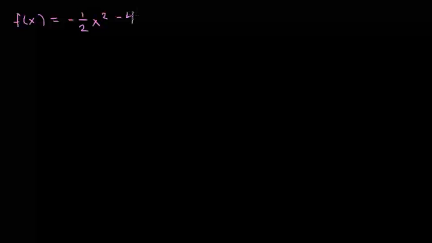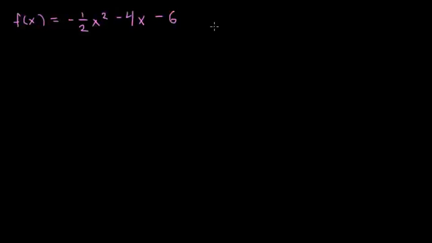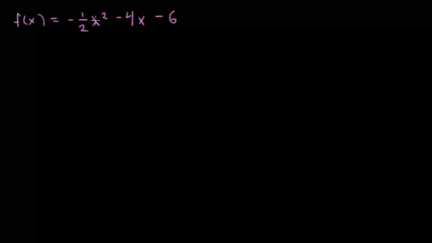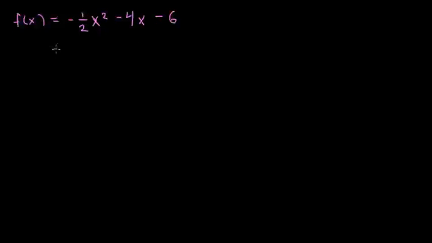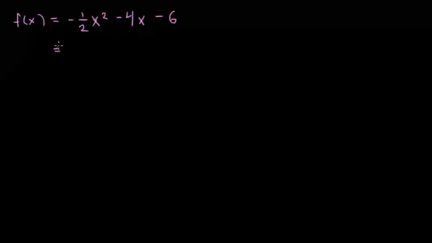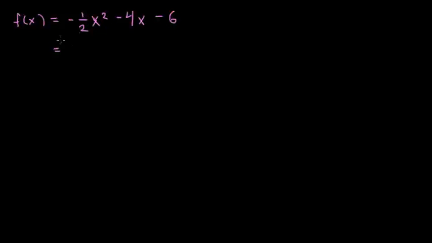Alright, this is the last video on converting to vertex form, or alternatively called completing the square. So let's convert the function f of x equals negative 1/2 x squared minus 4x minus 6 to vertex form. Okay, so go ahead and pause this video and work this through yourself, and then check your answers. Alright, if you decided just to watch the video, or if you worked it yourself, here we go.